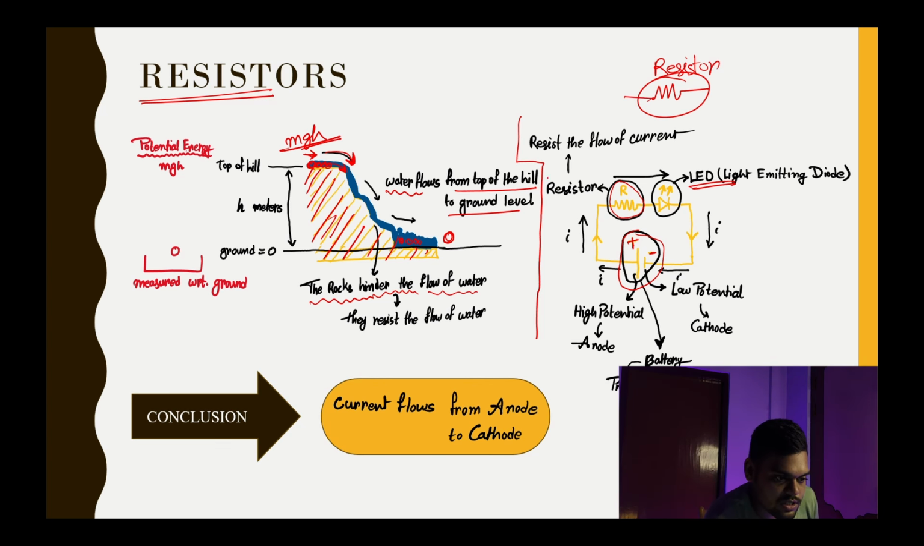Okay, so what does a resistor do? It resists the flow of current. So what's the conclusion? Current flows from anode to cathode. We know it very well, and the resistor tries to resist the current flow. Okay, so let's go to the next slide.